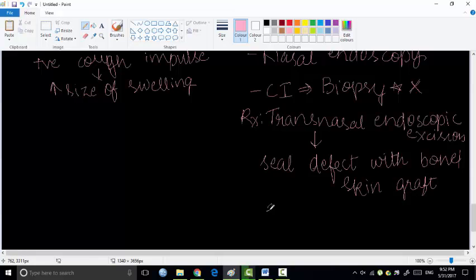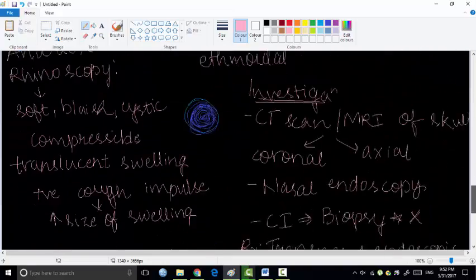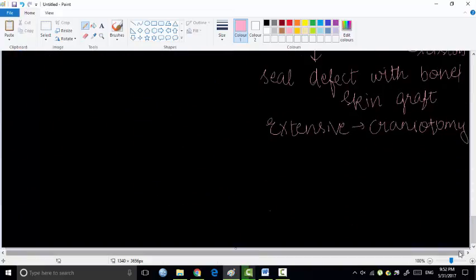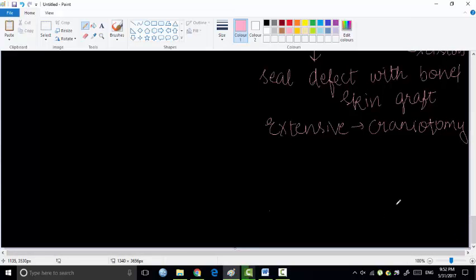If this is extensive, then you can go to craniotomy, right? So this is about nasal meningocele. Now the next major thing which you are going to learn is glioma, right? Glioma.